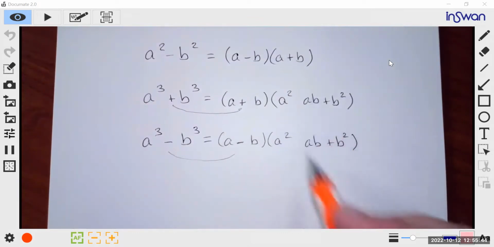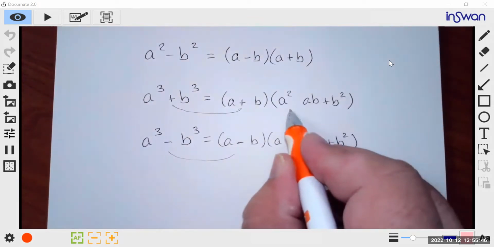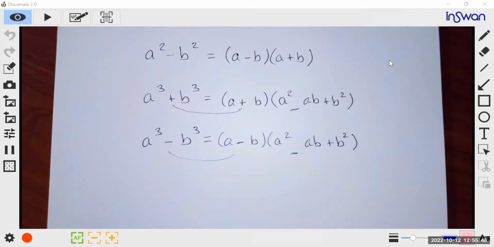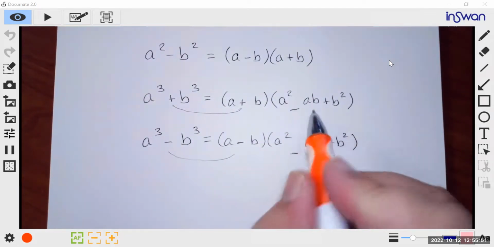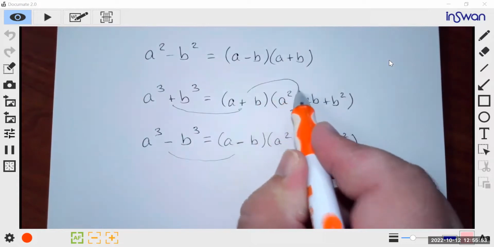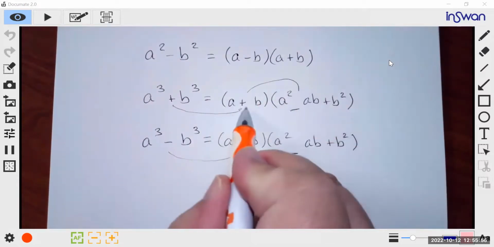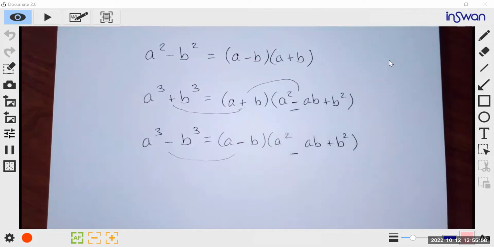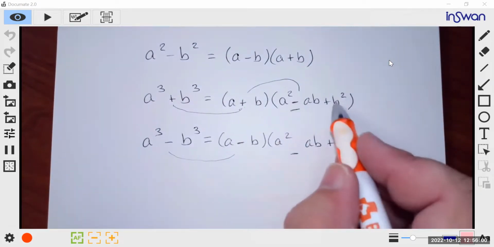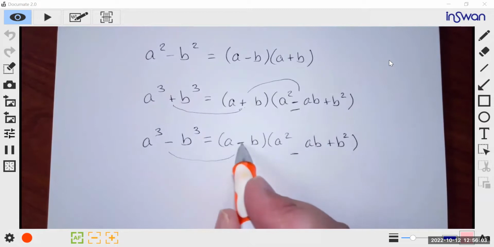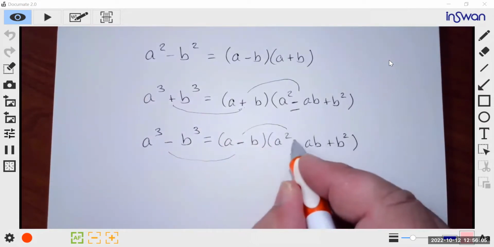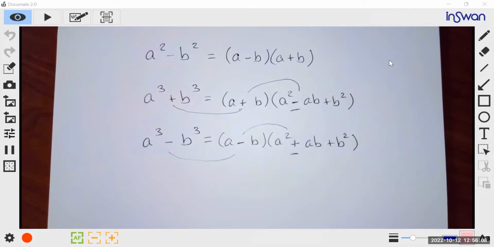Notice everything else is the same. The only thing different is with these two. That sign is the opposite of the first sign. So if that's a plus, this one's a minus. And the last one's always a plus. If that's a minus, this one has to be a plus. That's the only difference between the two, are the first two signs. The first sign is what's inside the equation. The second sign is the opposite of that one.